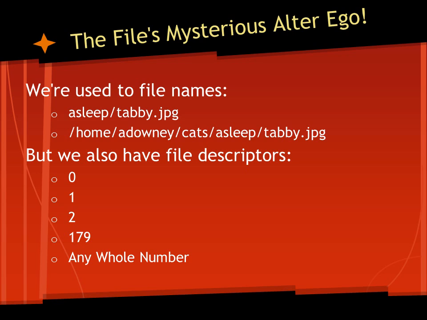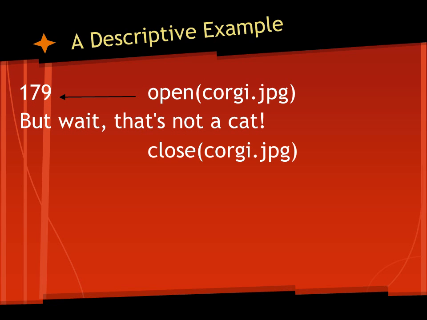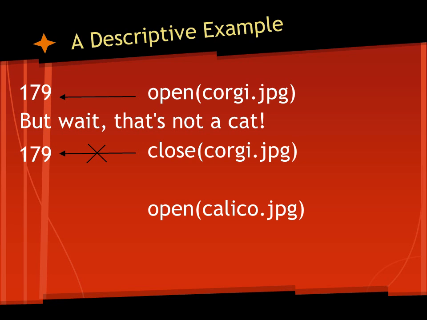File descriptors are useful because there is no unnecessary information attached to them. The process can pass around the file descriptor with ease, instead of passing around a bulky file path. Files are assigned the smallest available file descriptor when they are opened by a process. So, for example, we could call open on corgi.jpg and have it assign the file descriptor 179, meaning it is in the 179th index of the file descriptor table. But if we decided to close corgi, the file descriptor would be freed up. Then, if we opened another file, it would assign the smallest available file descriptor, in this case 179, again.